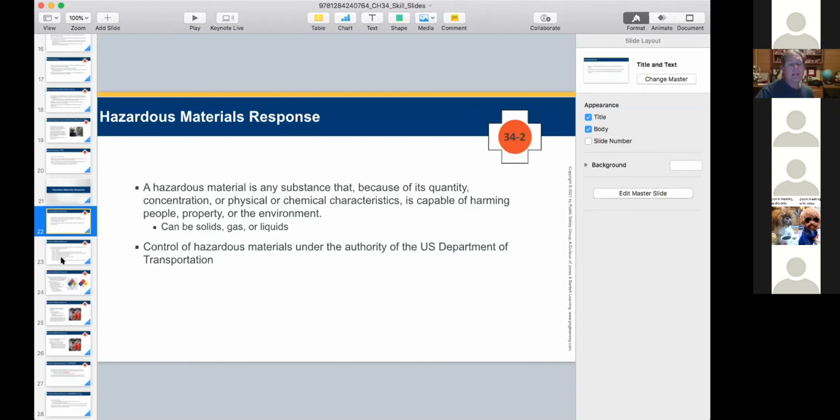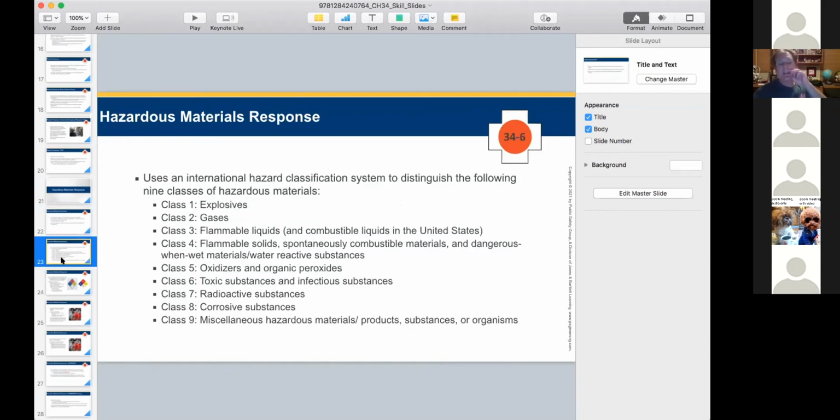Hazardous materials fall under the Department of Transportation. They're listed in 9 classes. I would look this over for testing purposes. Of the 9 classes: explosive, gases, flammable liquids, solids, oxidizers, toxic substance, infectious substance. So right now you might see trucks driving around with a class 6 because of what? COVID? Okay. Radioactive substances, corrosive, and miscellaneous.